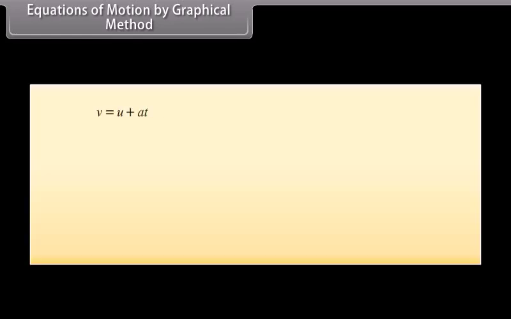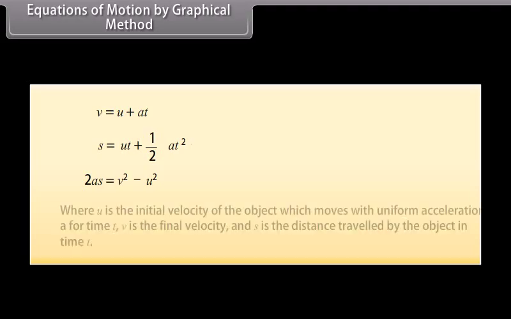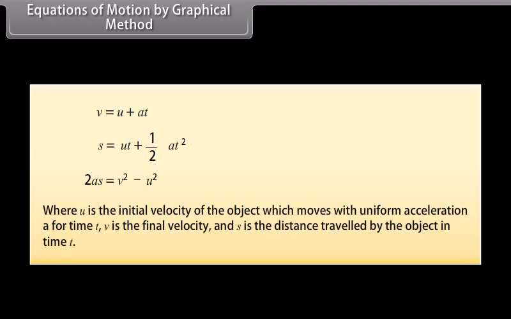Equations of motion by graphical method. The three equations of motion are: v equals u plus at, s equals ut plus 1/2 at squared, 2as equals v squared minus u squared, where u is the initial velocity of the object which moves with uniform acceleration a for time t, v is the final velocity, and s is the distance travelled by the object in time t.